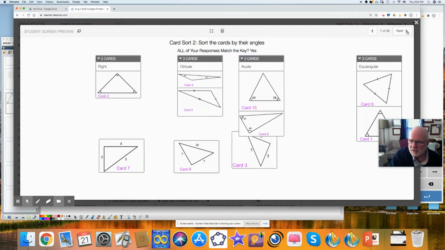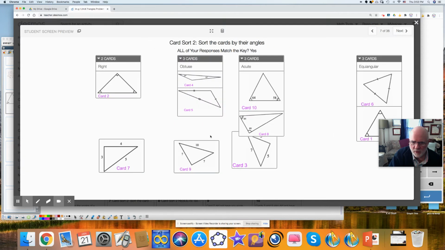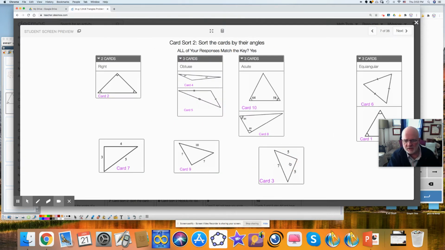Let's just check and see how many we have right. We have 14 cards, 11 of the cards right. We're missing the three cards. So everything is correct except for these last three cards. Well, let's talk about this.